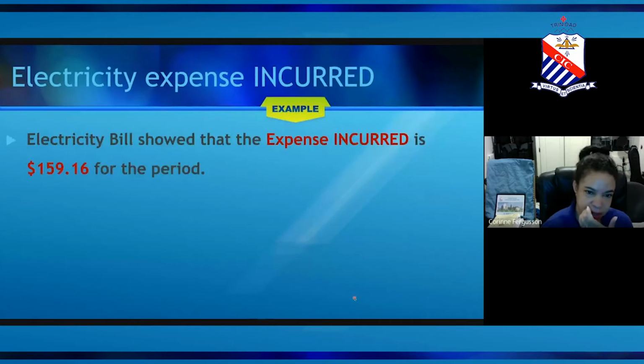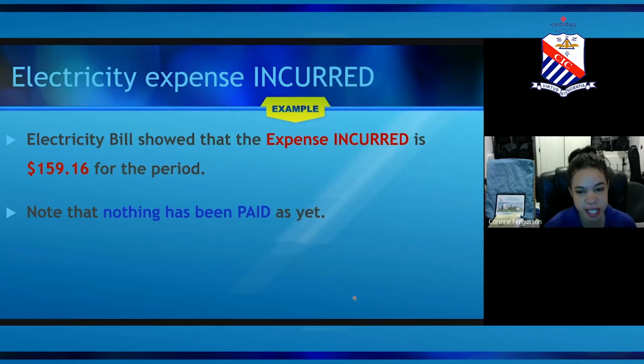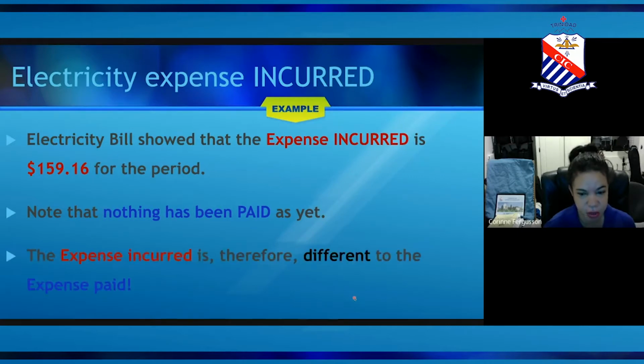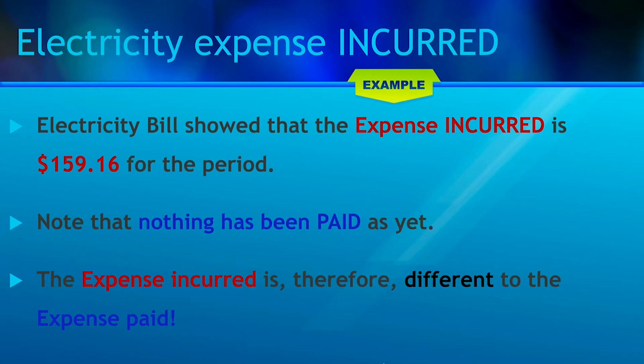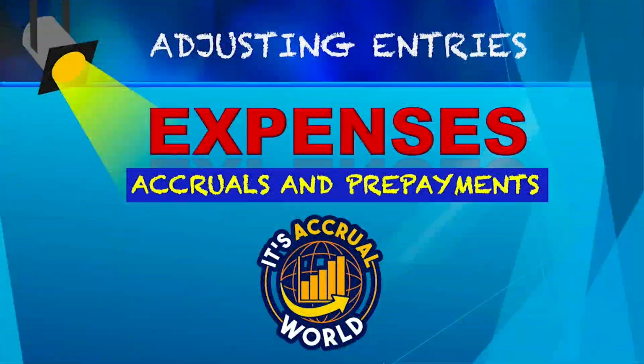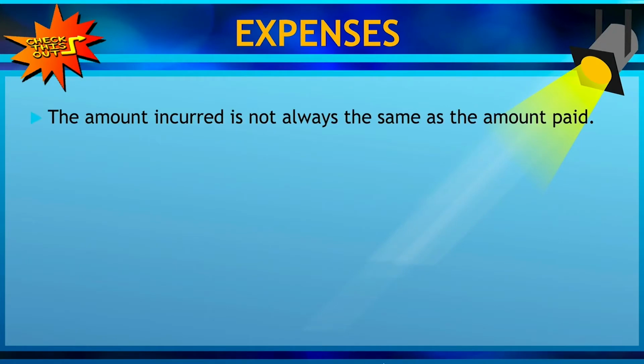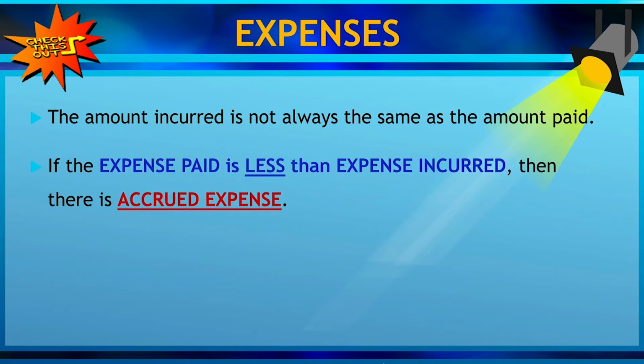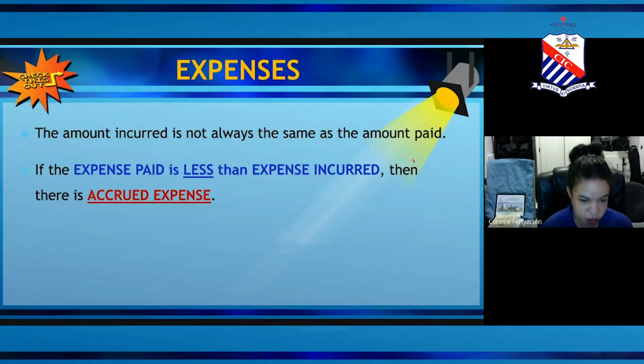Have we paid that as yet? Not necessarily. So in this case, we're going to assume we just got our bill, and therefore we have not paid it as yet. However, that is the amount incurred, and that is therefore the amount that's supposed to go into your income statement. So because the amount incurred is not always the same as the amount paid, if the amount paid is less than the amount incurred, then this is our first adjusting entry.